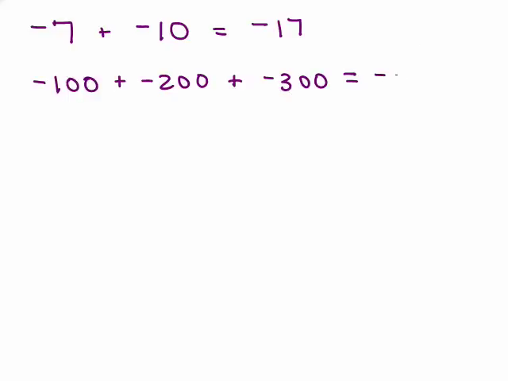Now, what about negative 12 plus 3? Let's see. Can you figure out what's going to happen here? I'm going to have 12 negatives and 3 positives. So I have more negatives than positives. So the negatives are going to win out. Now, how many more do I have? Well, just take the difference. 12 minus 3 is 9.